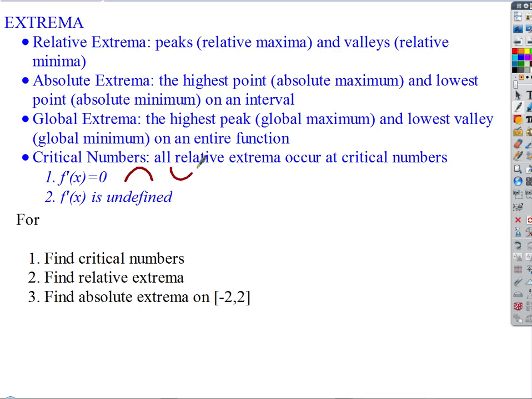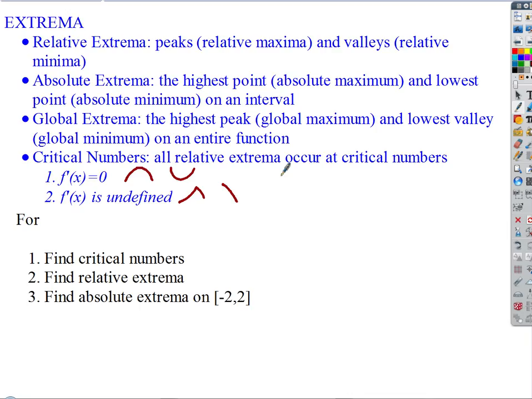Quick question. Yes? It wouldn't be the same if it was a cusp, would it? No, a cusp would be where it's undefined. Yeah, where it's undefined, where you get a sharp corner, you can get a sharp peak or a sharp valley like that. Okay?